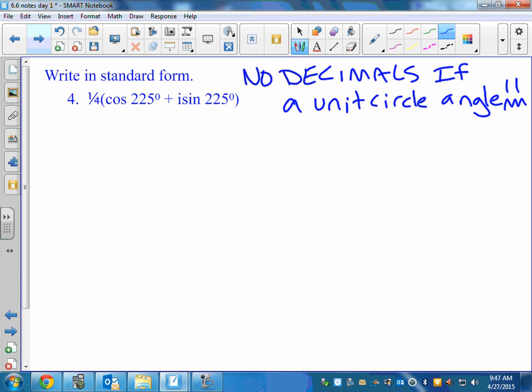My angry face. That looks kind of scared, maybe a little bit. It's 225 degrees in my unit circle. Yes.